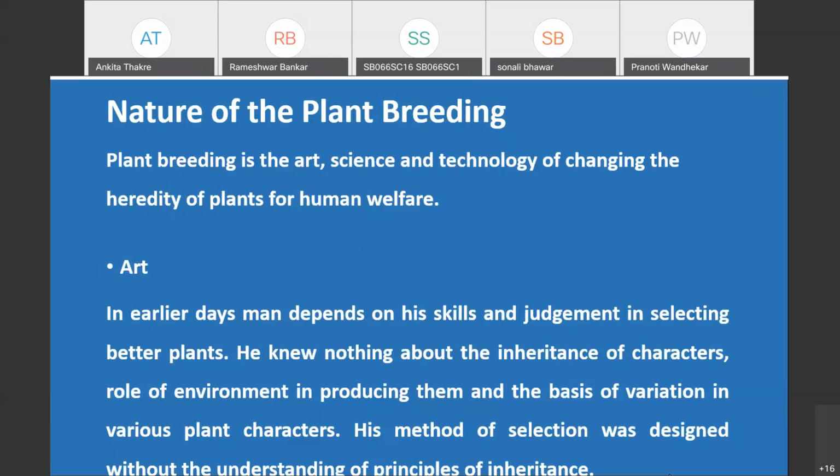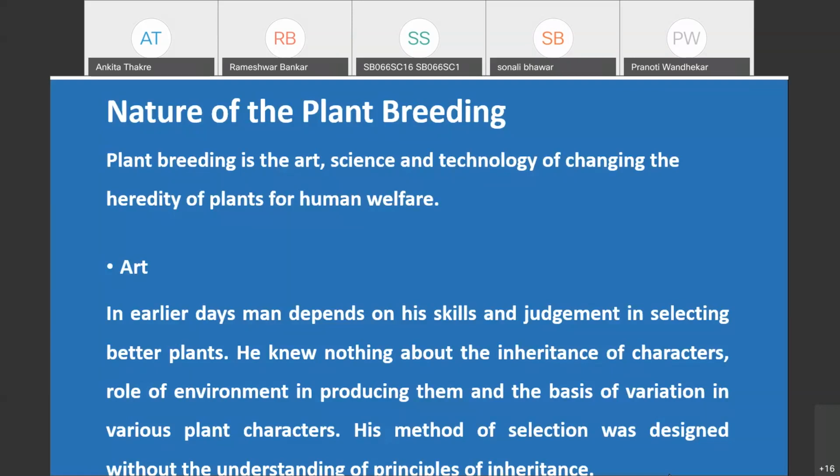That's why we say that plant breeding is art, science, and technology of changing the heredity of plants for human welfare. Why do we say plant breeding is an art, a science, or a technology? First of all, we are discussing the nature of plant breeding as an art.